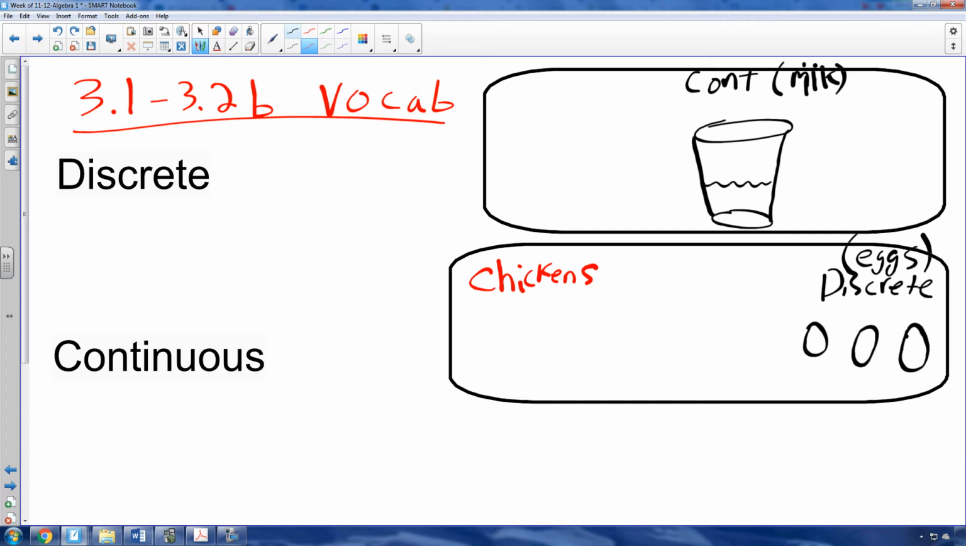Is concrete discrete or continuous? Concrete, cement. Yeah, I would say concrete is continuous. Is gasoline discrete or continuous? Continuous, I would agree with that. Continuous.